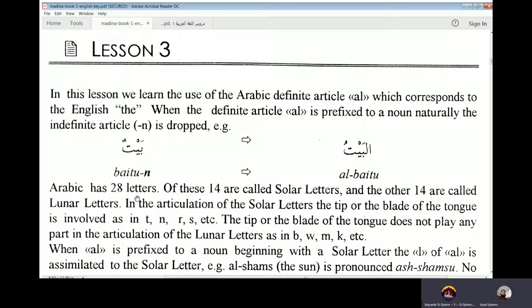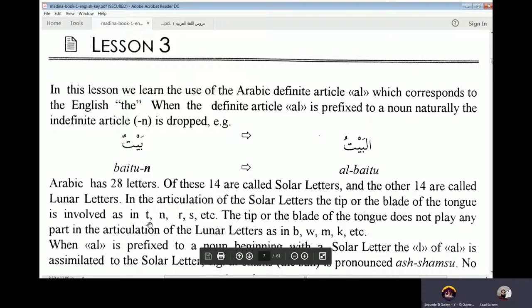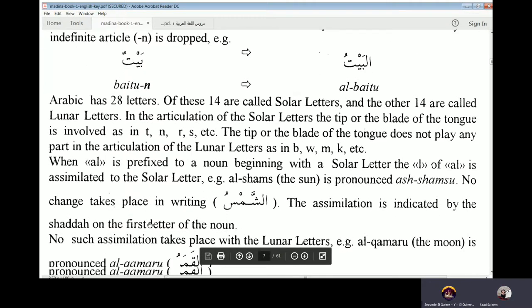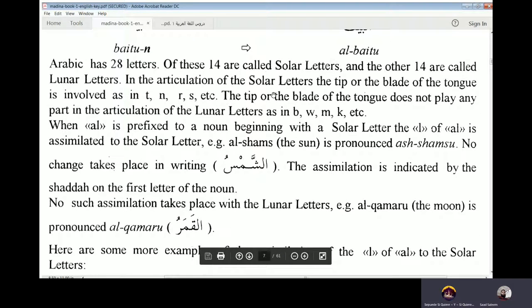Arabic has 28 letters. Of these, 14 are called solar letters, and the other 14 are called lunar letters. In the articulation of the solar letters, the tip of the blade of the tongue is involved, as in T, N, R, S, etc. The tip of the blade of the tongue does not play any part in the articulation of the lunar letters, as in B, W, M, K, etc.